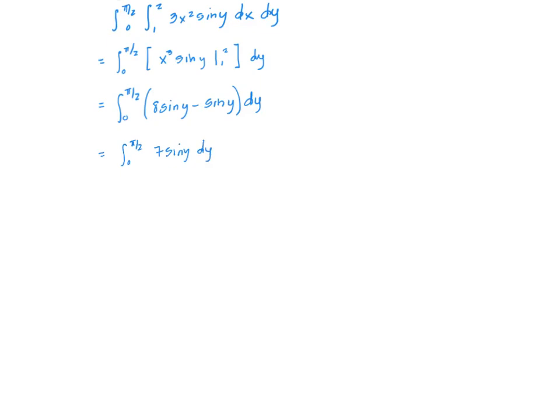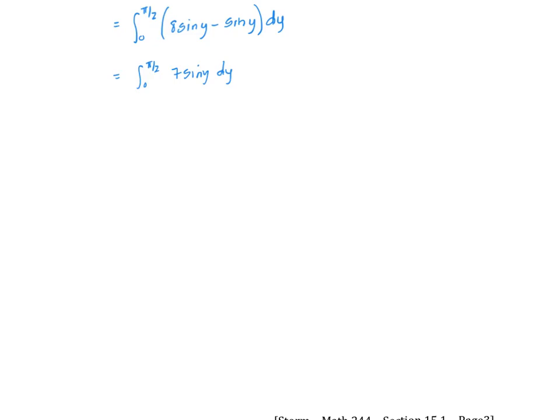So now I have to integrate with respect to y. Antiderivative of sine is negative cosine. This becomes negative 7 cosine of y. I'm evaluating this from 0 to pi over 2. So cosine of pi over 2 is 0. This becomes 0 minus, and then cosine of 0 is 1, so minus a negative 7. And I have positive 7 as my answer.